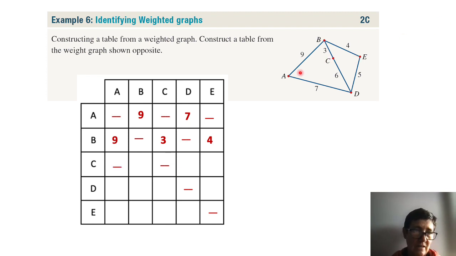C doesn't go to A. C goes to B, 3 units. C to C is just C. C does go to D, but it doesn't go to E. So I'm filling this up. I'm going to D and then I'd go to E. So I've completed a table from the diagram. It's just being thorough. It's nothing difficult, just being careful.